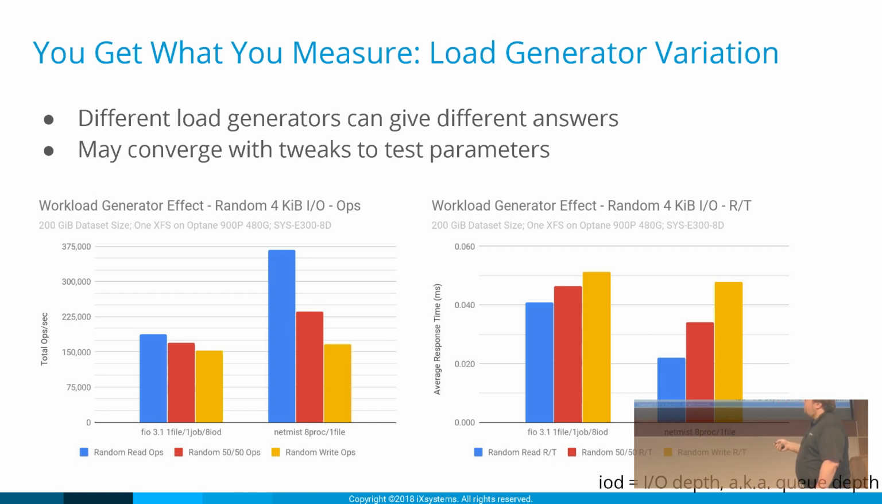And we configured these benchmark tools, the load generators, the same, but we got a different answer for both ops and response time. NetMist performed better. It showed better performance. So just be aware, different load generators can give you different answers. And you may be able to tweak the test parameters so that both tools will converge on the same answer, or you may not. But it's an unfortunate effect, and it's something to keep in mind.